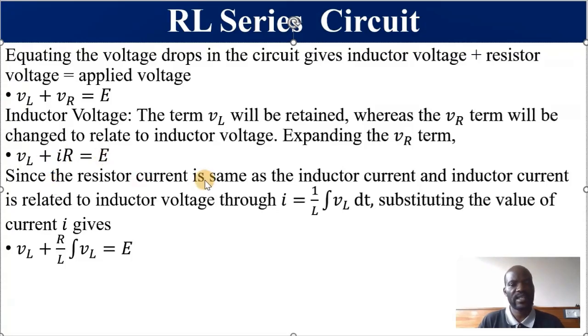Since the current is the same through the inductor and through the resistor, inductor current is related to inductor voltage through this equation: I equals 1 divided by L multiplied by the integral of VL dt. We are going to substitute this in this equation, and it is going to appear as this. So what are we doing? We are starting from Kirchhoff's voltage law. We know our variable of interest because our current is the same through the inductor as well as through the resistor. So we are now there. Let's see how we are going to proceed in the next slide.